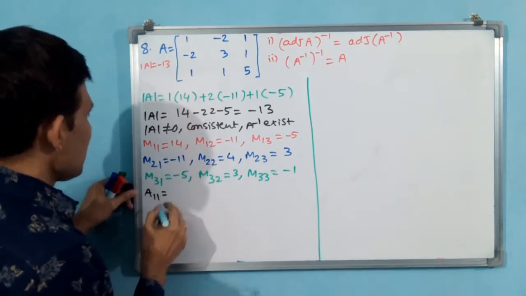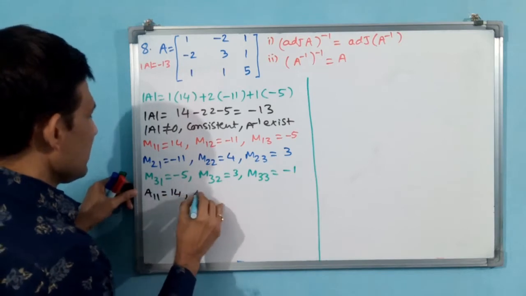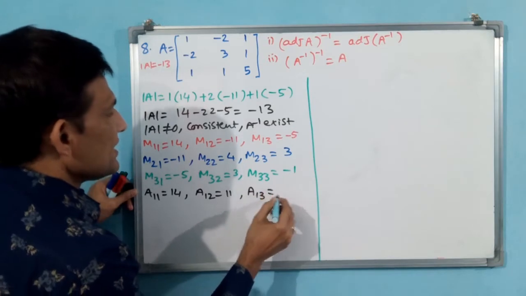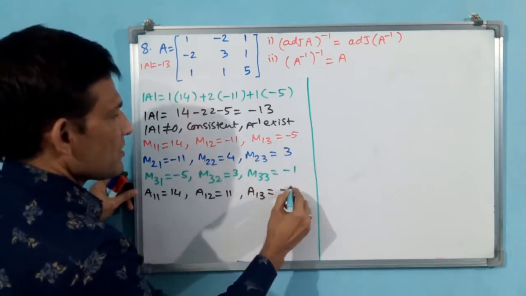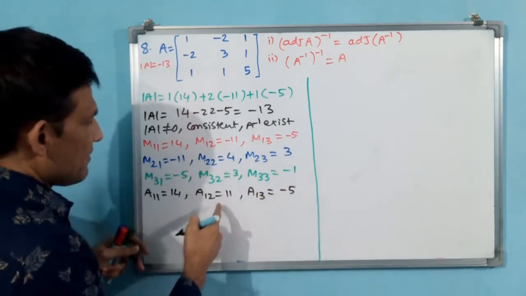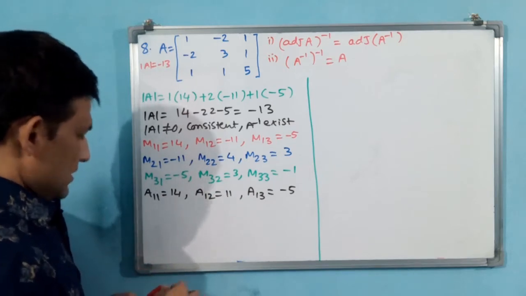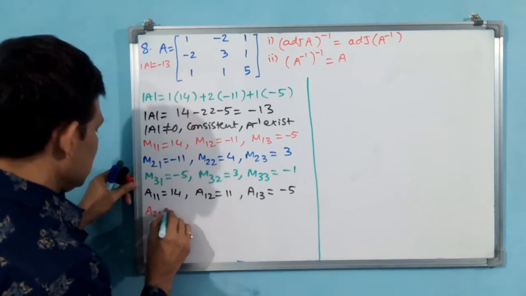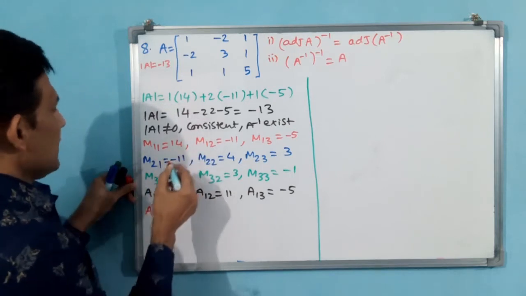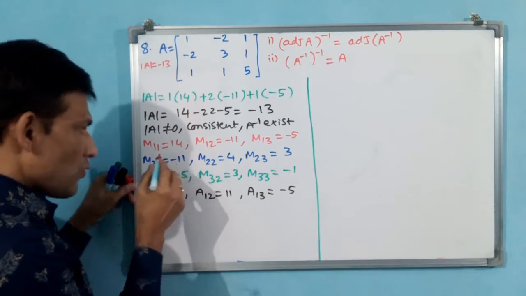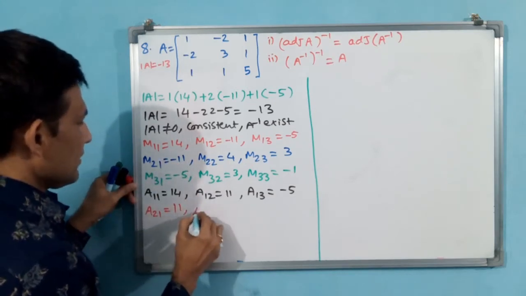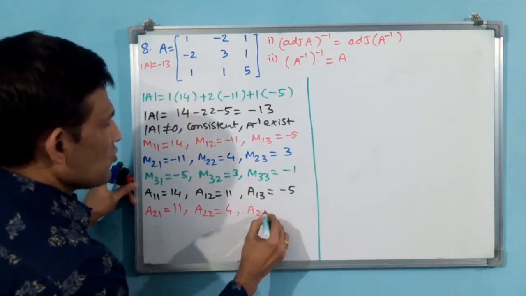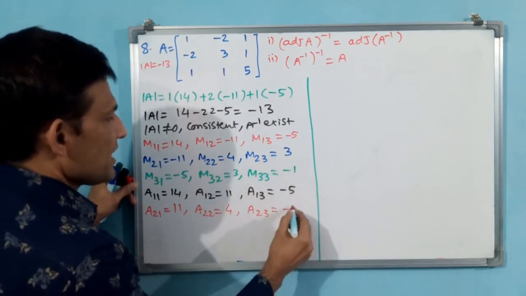First you don't change. A11, don't change, 14. A12, change, 11. A13, don't change. Minus 5 means minus 5 only we have to write. But here minus 11, 11 will come, we have changed. Now A21, we have to change. Minus 11 means 11. A22, no change, 4. A23, change. 3 means minus 3.